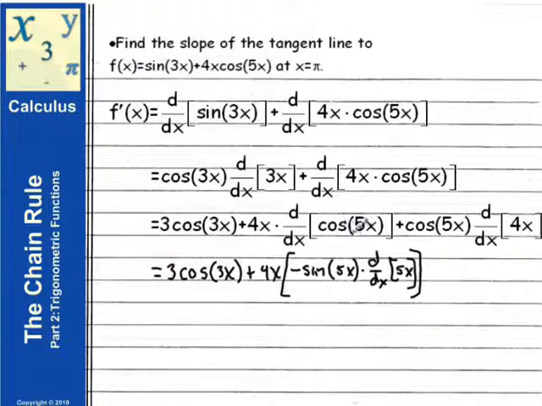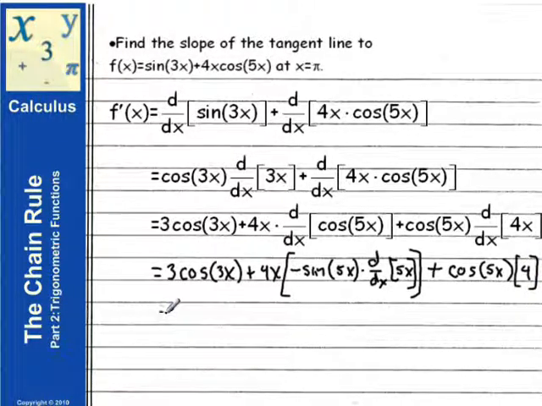So the derivative of cosine of 5x is negative sine 5x times the derivative of 5x. And then we have this plus sign. And of course, we have the cosine of 5x times the derivative of 4x. And of course, the derivative of 4x is simply 4. So here we have the cosine of 5x times the resulting derivative, which is just 4.